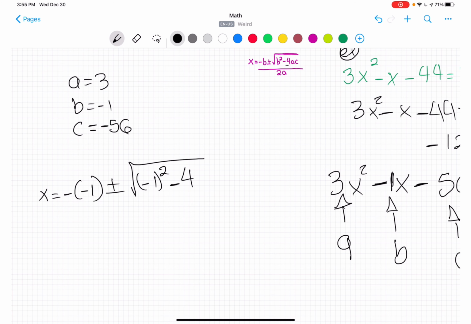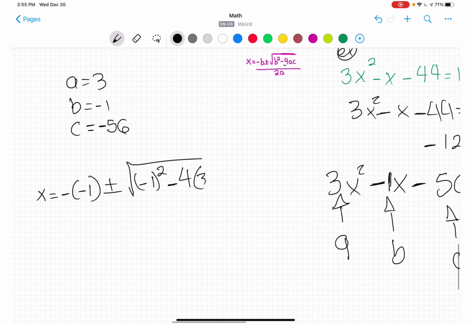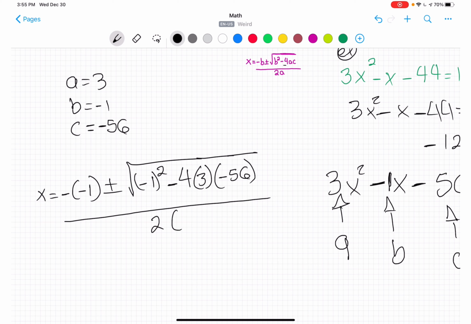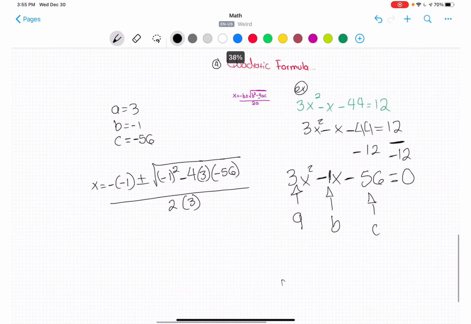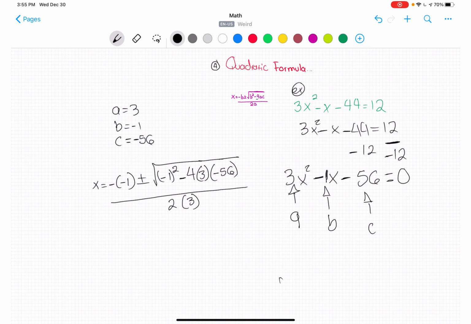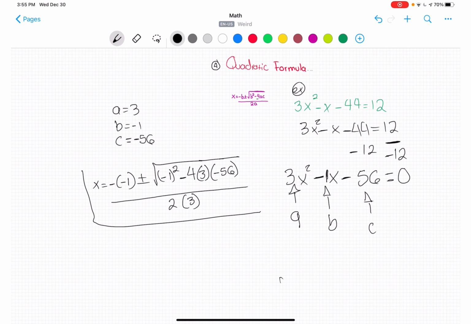And this 4 is going to be multiplied by the a, which is 3. And then you're going to multiply that by c, which is negative 56. And all of this over 2 times a, which is 3. Since this takes too much time and there's not a lot of time for the video, I'm just going to leave it like that. You can just go ahead and try it yourself.